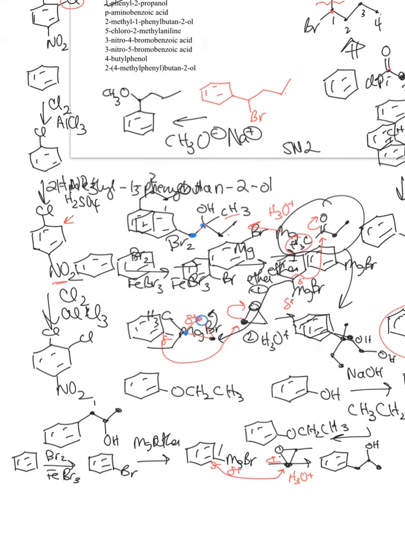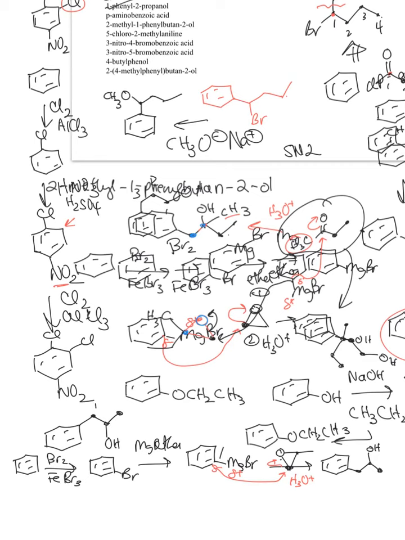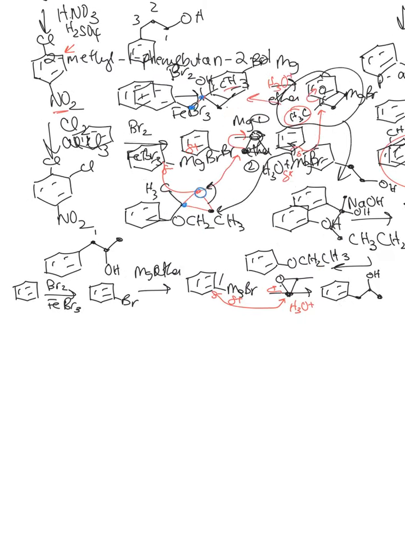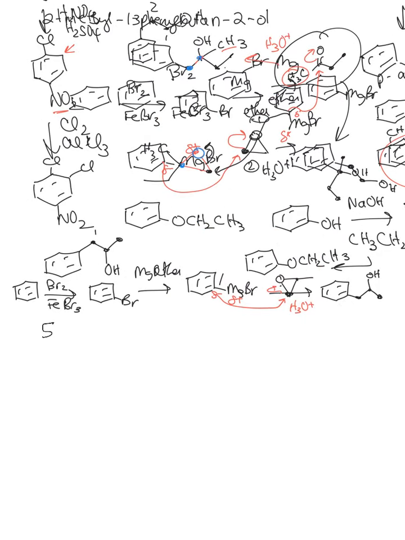Okay, so the next one is 5-chloro-2-methylaniline. And then let's see what the next ones are. Okay. 3-nitro-4-nitrobenzene. Okay. Let's go ahead and start working on these. Okay. The next one is 5-chloro-2-methylaniline.